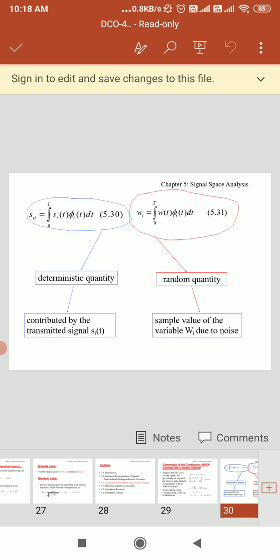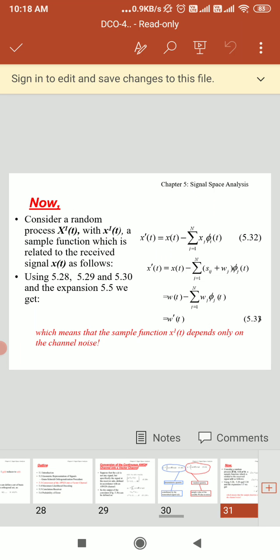We are taking here the sample value of variable Wj due to noise. So here we can say, if we are considering now a random process, we can take x1 of t, x of t. So if we are considering a random process x' of t, with x' of t a sample function which is related to the received signal x of t as follows.